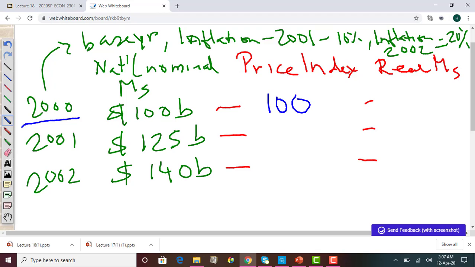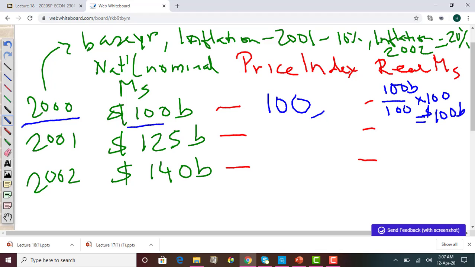Okay, in this case, real money supply will be equal to the nominal money supply, 100 billion, divided by your price index, which is 100, times 100, which is 100 billion. It's the same because this is the base year. Again, in the base year, nominal and real values are always equal. Okay, now let's look at the next scenario.